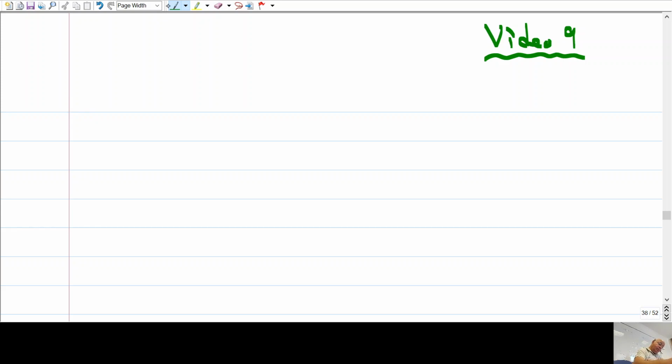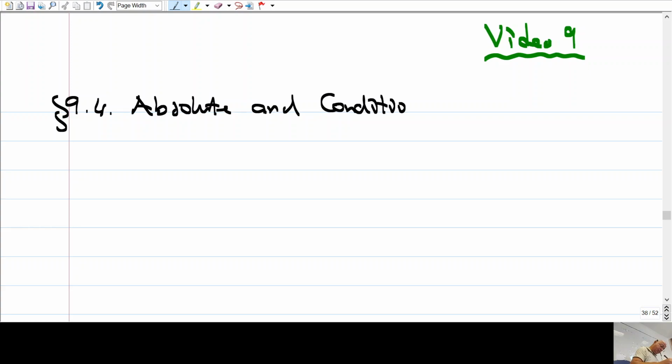So now we will start section 9.4, so-called absolute and conditional convergence. Okay, so let me write down. This is section 9.4, absolute and conditional convergence.